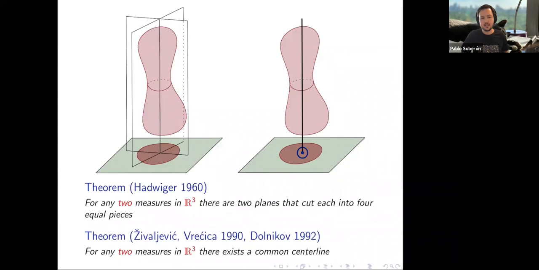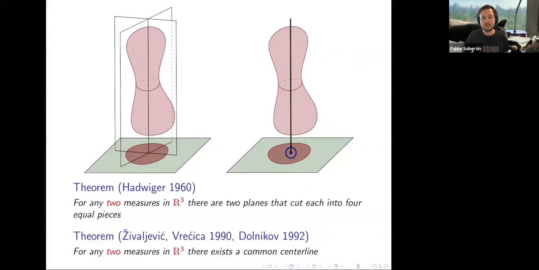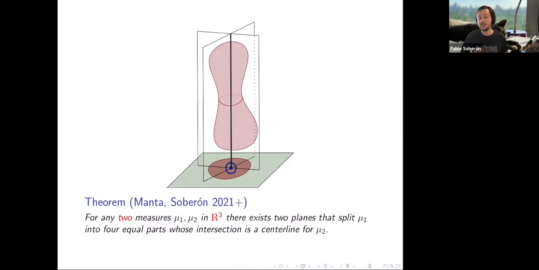So the first result I'll tell you about, and I'll prove in a while, is a combination of these two things. So this is a result Michael Manta and I were able to combine. And it's the following. So if I give you two measures in dimension three, I can find two planes that split mu one into four equal pieces, and such that the intersection of those two planes is a center line for the other one.